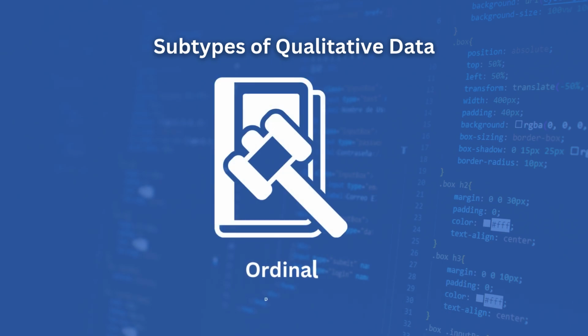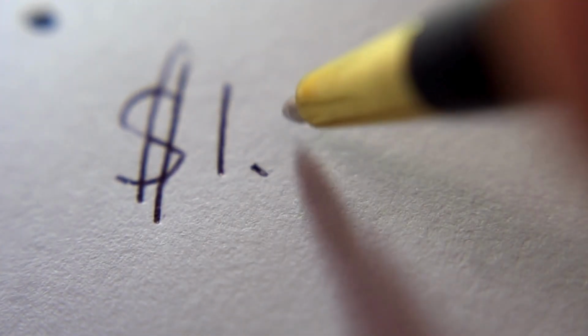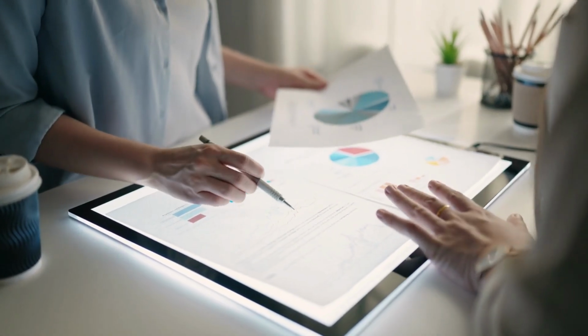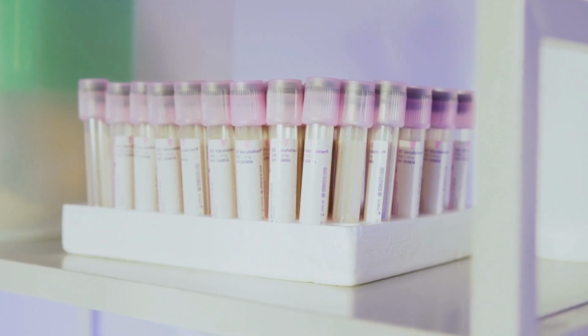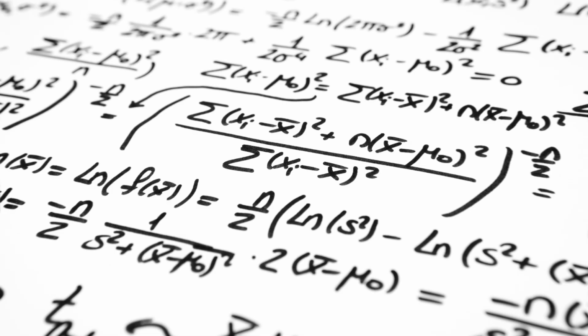Now we come to ordinal data. Ordinal data is also a type of qualitative data. With ordinal data, we can categorize, quantify, or run basic statistical tests. Ordinal data is quite a bit more informative than nominal data. So let's understand ordinal data.